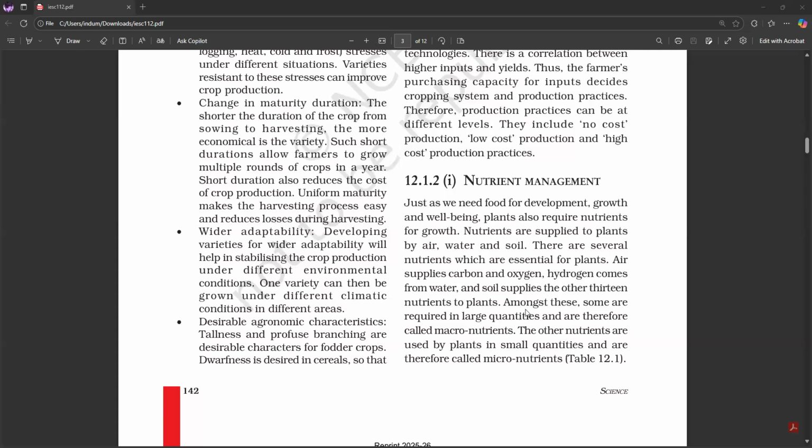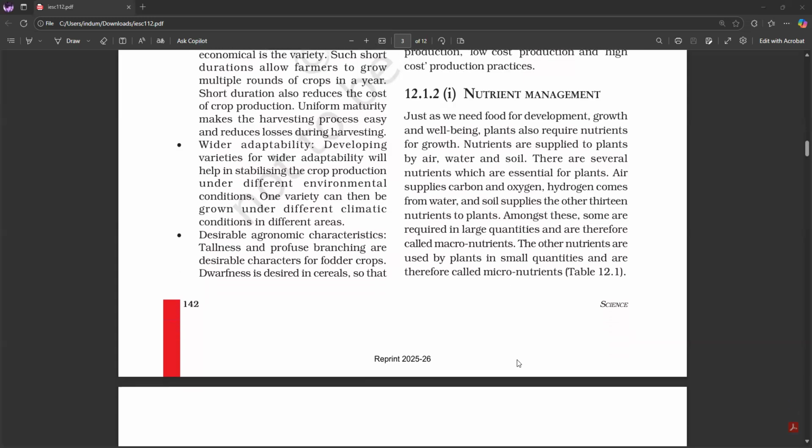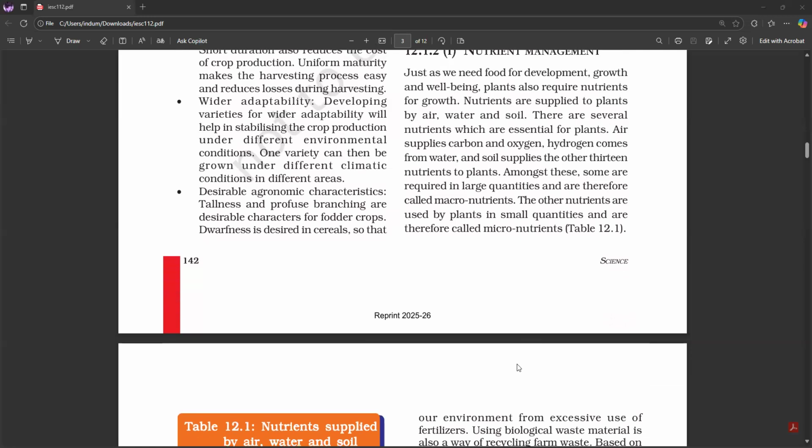Air supplies carbon and oxygen. Hydrogen comes from water. Soil supplies the other 13 nutrients to plants. Amongst these, some are required in large quantities and are therefore called macronutrients. The other nutrients are used by plants in small quantities and are therefore called micronutrients.